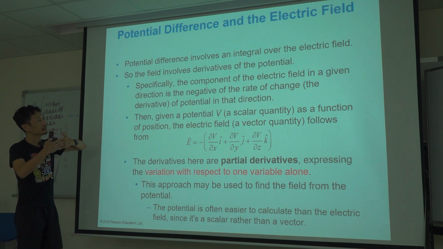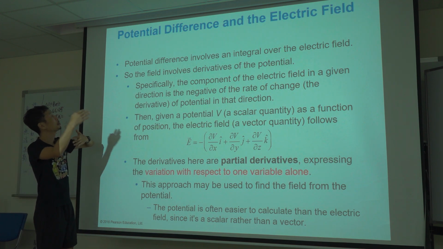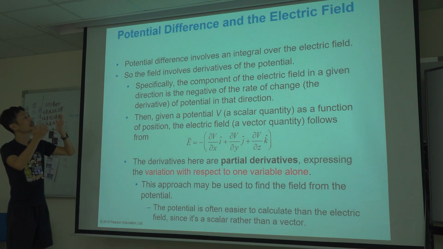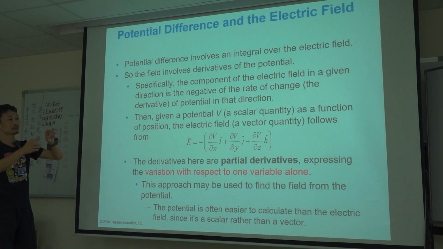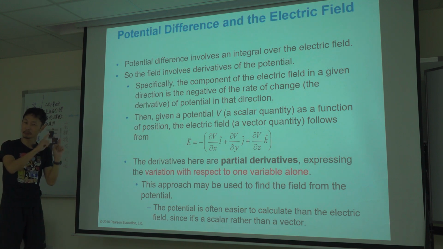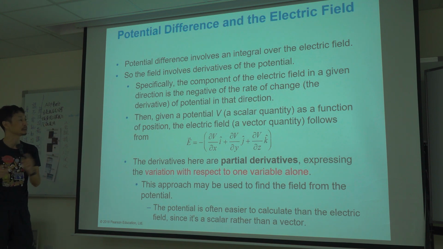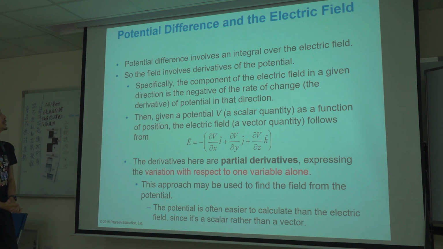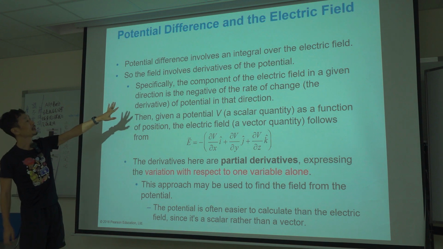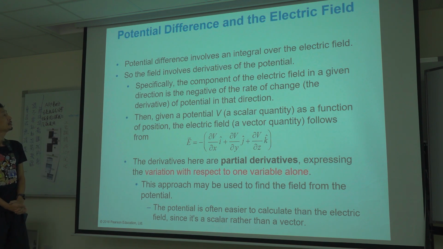If you integrate the electric field, you get the electric potential. So that means if you take a derivative of the potential, you get the electric field. It's the integration and derivation relation, right? And to be specific, the component of the electric field in a given direction is the negative of the rate of change of potential in that direction. So the change of the potential is the electric field.